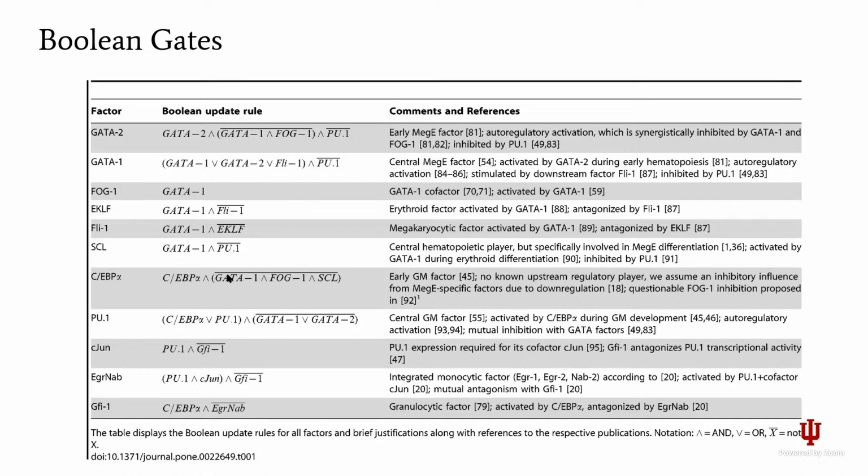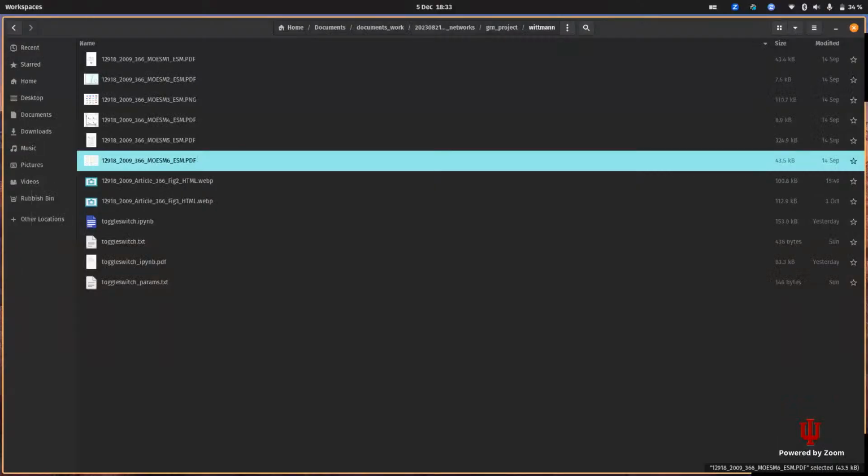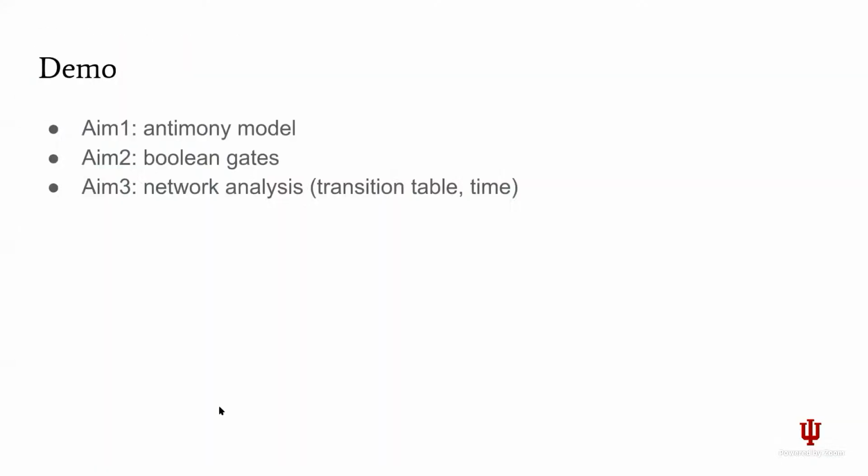CEBP is different. So the GATA genes are different. The CEBP gate is different. And even the last, the GFI1, is as well an imply gate. So they have all the same structure, and we will come to that when we go through the notebook. So, yes, let's go to the notebook.